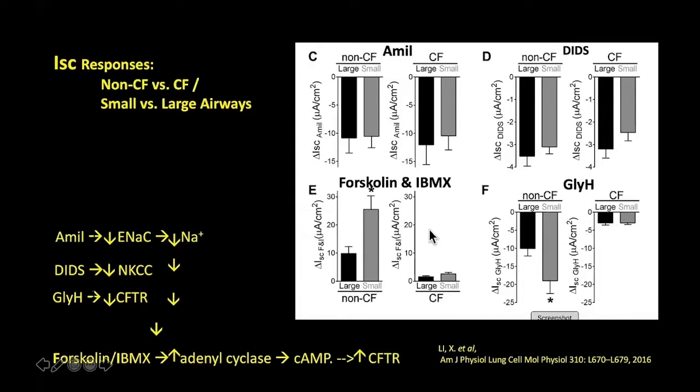Now, if we look at an agonist, that is the agonist of forskolin plus IBMX in order to increase adenyl cyclase activity to produce more cyclic AMP, which stimulates CFTR, we see that in the non-CF airway, it has a much smaller stimulatory effect on the large airway than it does in the small airway, that is, for non-CF tissue. In contrast, it has virtually no ability to stimulate the CF tissue in either the large or the small airways. So that should not be so surprising since it is CFTR that is defective in the CF tissues.